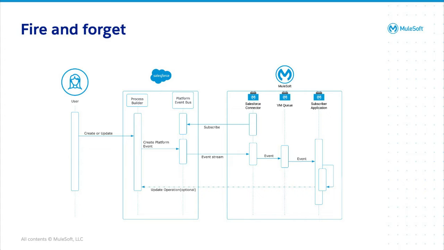When you implement this pattern, Salesforce creates a platform event to create the order, but doesn't wait for the call's successful completion. In this instance, MuleSoft uses the Salesforce connector to subscribe to the platform event bus and receives the order to continue processing. MuleSoft can optionally update Salesforce with a new order number and status in a separate transaction once the transaction has made it through its whole process.